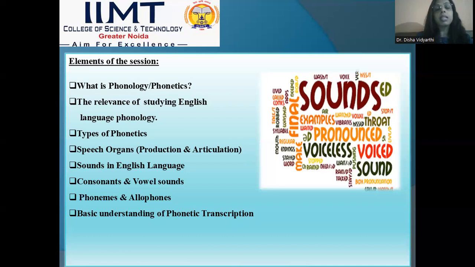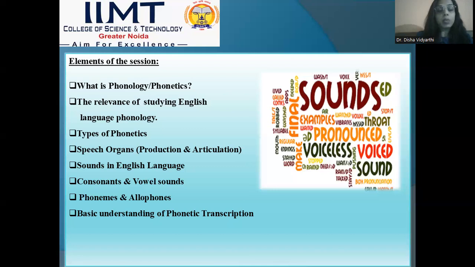When we start studying the English language, we start with the alphabets and letters. In the same way, in the sound system also, we'll be having sounds and different symbols, as we have letters or alphabets. We'll be having certain phonetic symbols. Then consonant and vowel sounds. As we study alphabets in the form of consonant letters and vowel letters, in the same way in the sound system we'll be studying the bifurcation of consonant sounds and vowel sounds.